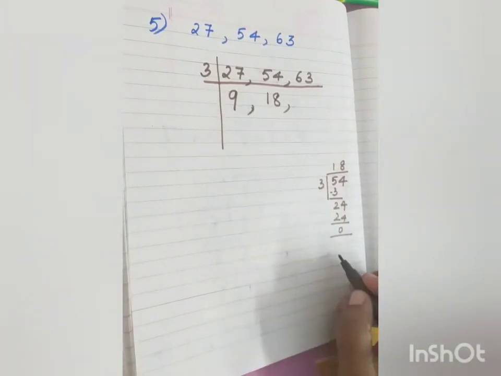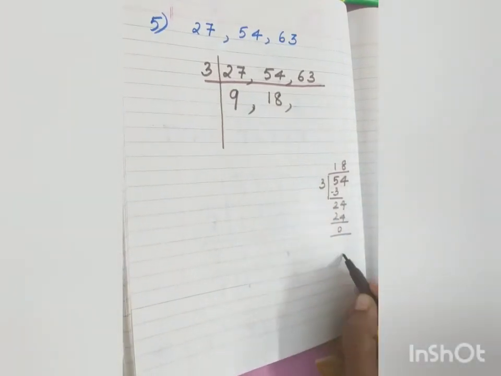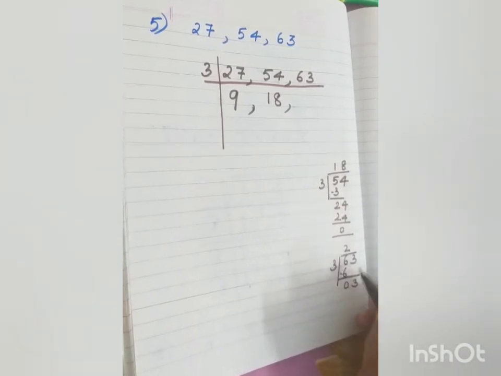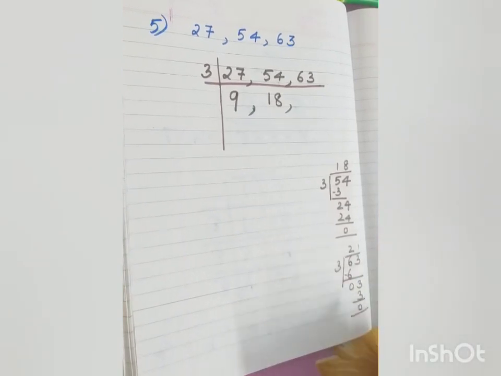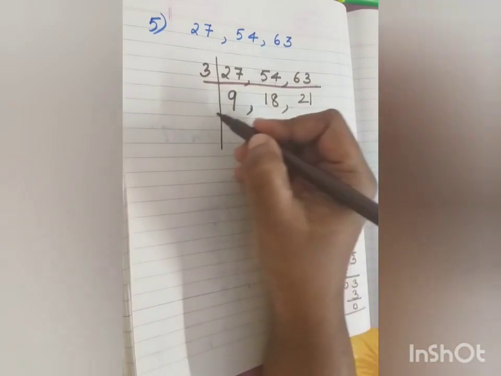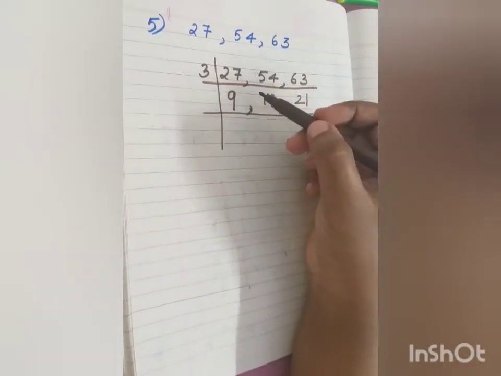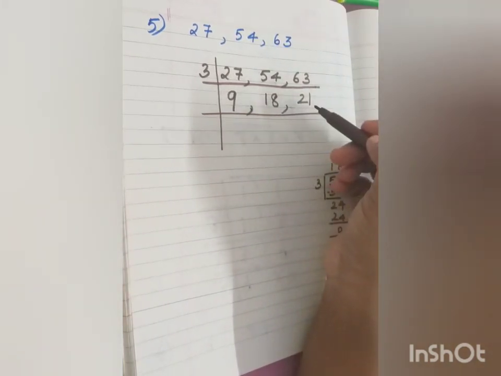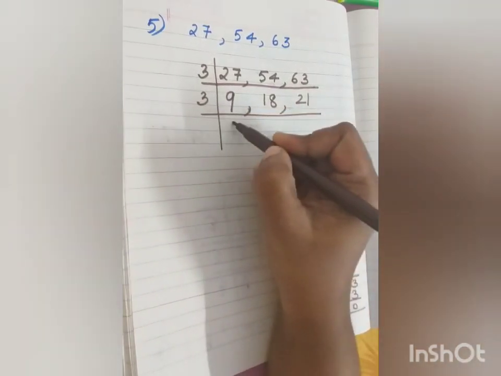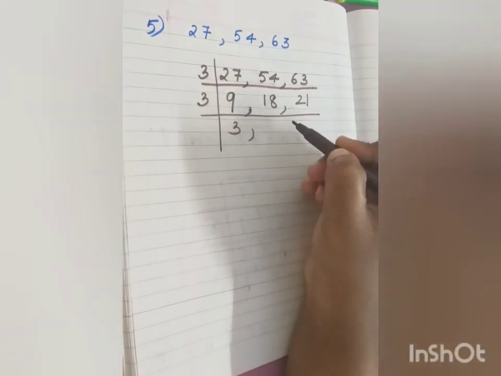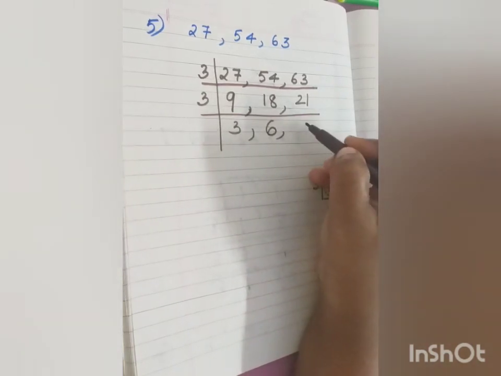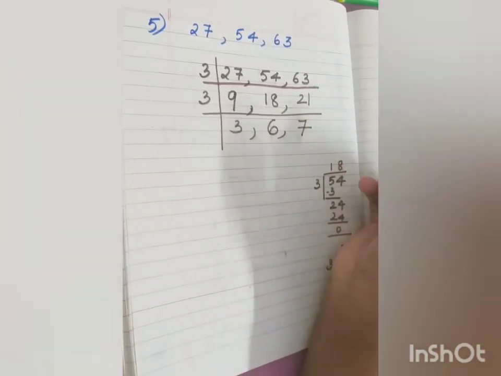63. Again, if you don't know the division, just do it and check. 63: 3 twos are 6, 3 ones are 3. So the answer is 21. So now our next thing is 9, 18 and 21. Can you tell me, children, 9, 18 and 21 is divisible by which number? It is divisible by 3, isn't it? 3 threes are 9. 3 into what gives you 18? 3 sixes are 18. 3 sevens are 21.